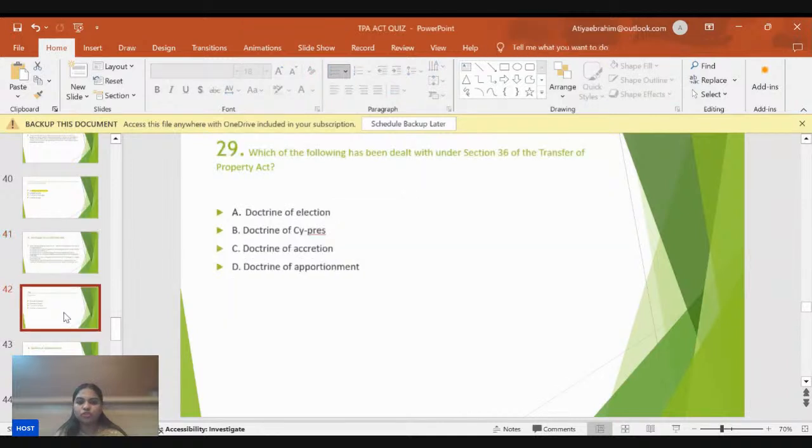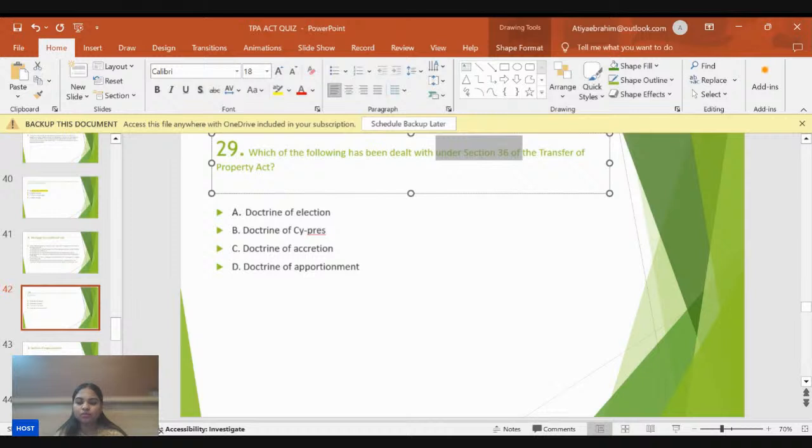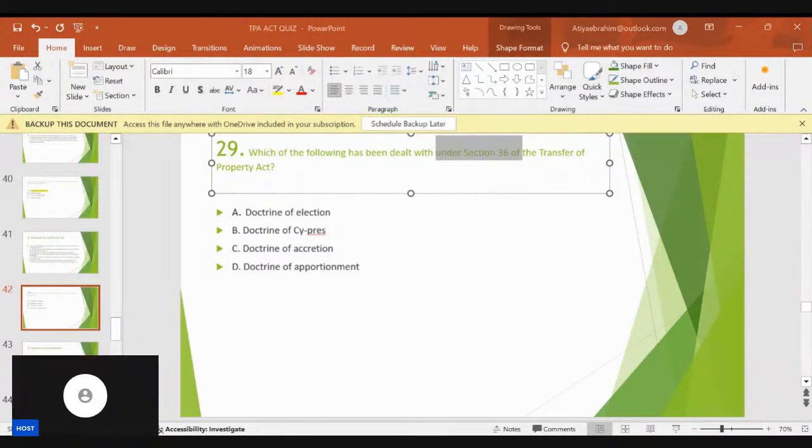Coming to the next question. What does section 36 deal with? TP Act 36 is dealing with what? Tell me the answer to question number 29. Yes, so Durva has already mentioned. I guess no, she's not. Okay, come to question number 29 now, students. The correct answer to 28 was A.